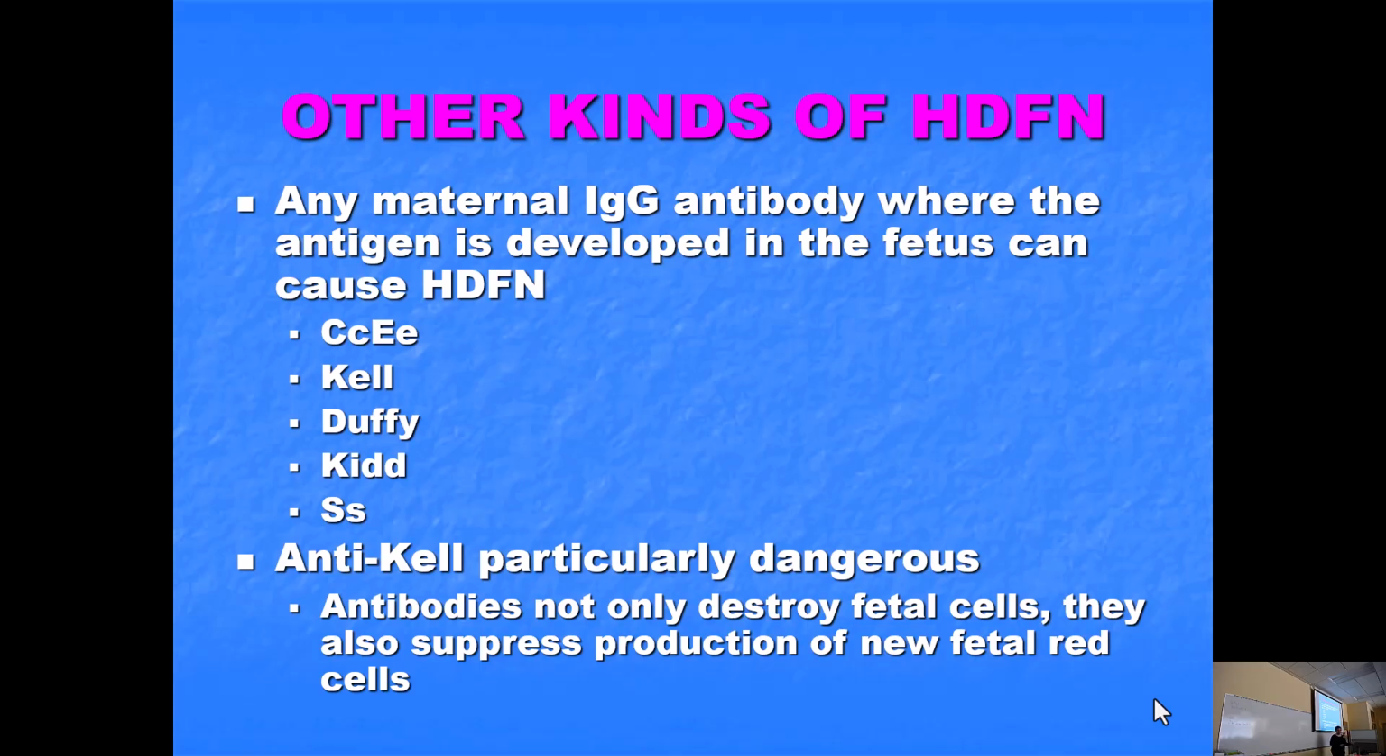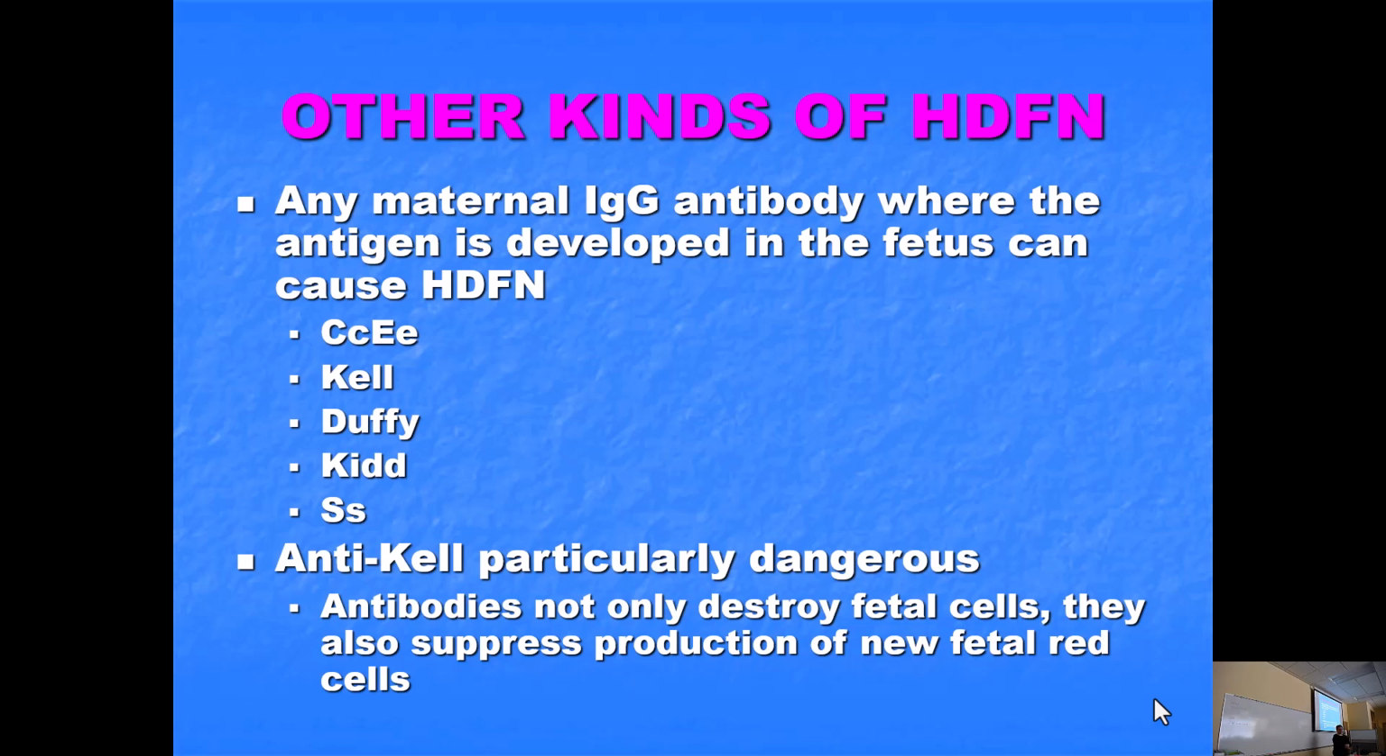Other kinds of HDFN we're going to see, any maternal IgG antibody where the antigen can develop in the fetus can cause HDFN. Big C, little c, big E, little e, Kel, those are going to be our most common after D. Duffy, Kidd, SNS can all cause problems. Thing is, Duffy, Kidd, and SNS usually require more than one exposure to develop the antibodies. So it's not going to be really common that mom's going to have a significant exposure from baby. It would have to have been from multiple transfusions or something at a later point, or 19 kids, 19 exposures or whatever. Aren't they at 19, that Duggar family? I don't know. Anyway, they have a boatload.